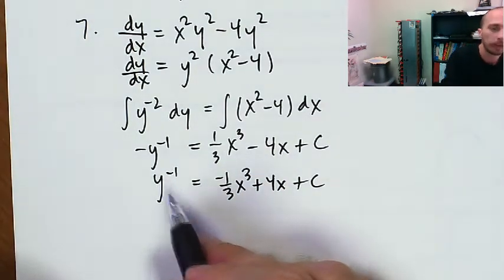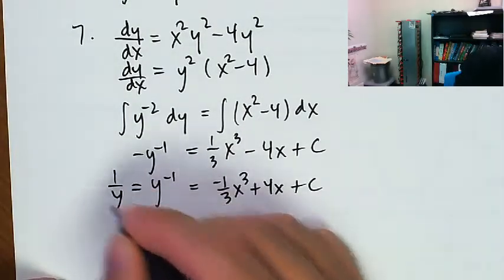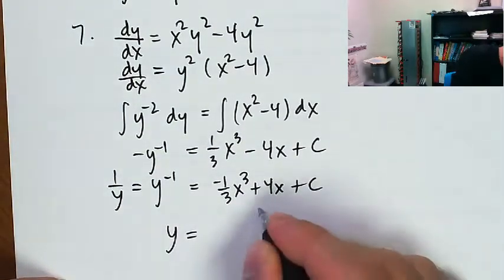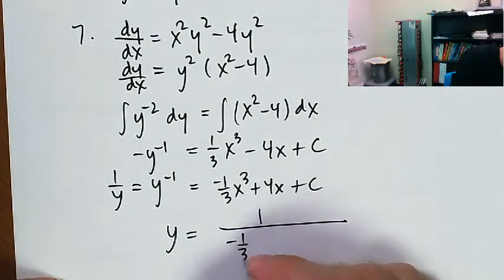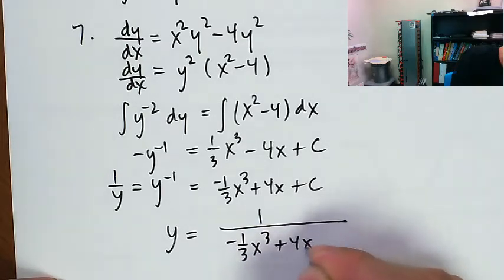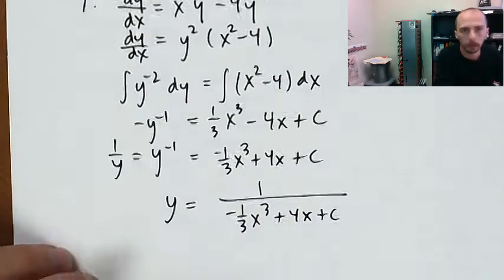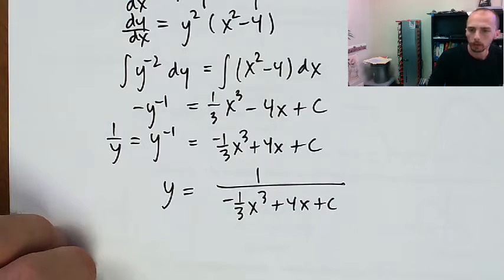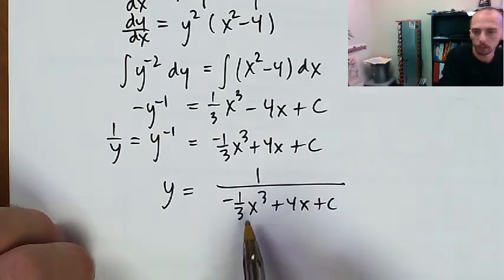Okay, y to the negative 1 equals 1 over y, meaning that y is going to equal 1 over negative 1/3 x to the third plus 4x plus c. Okay, now I'm ready to use my initial condition. And that's when x is 3, y is 1/5.